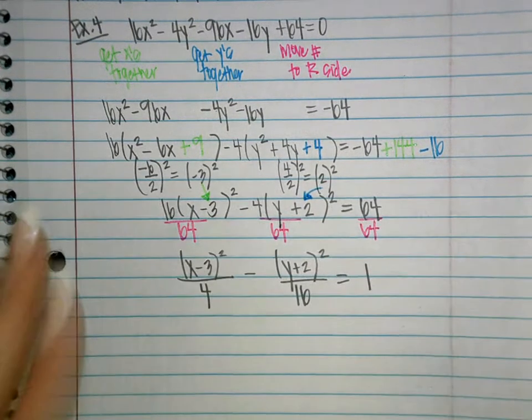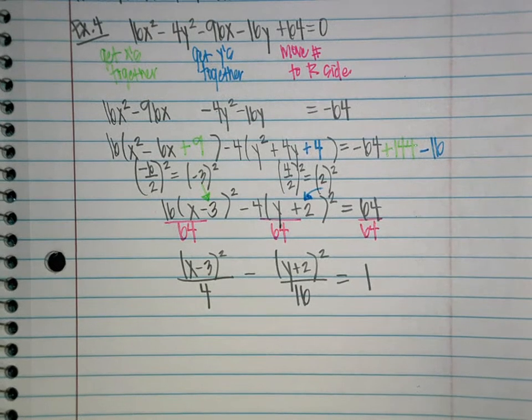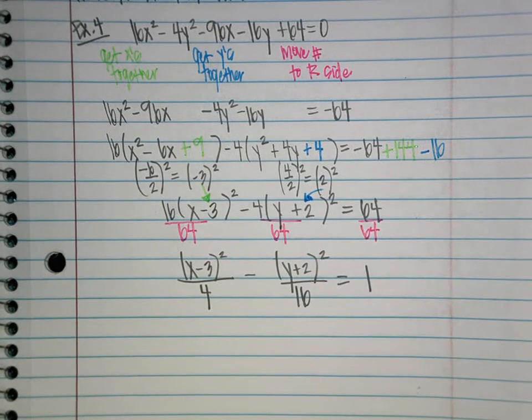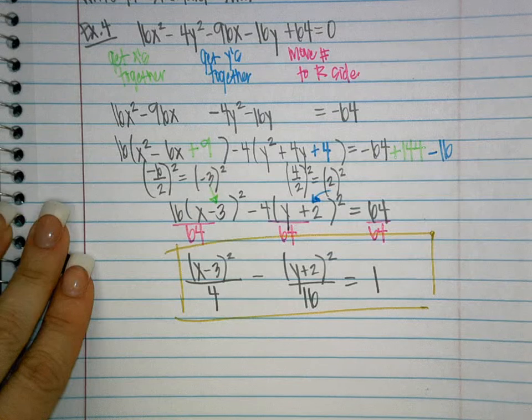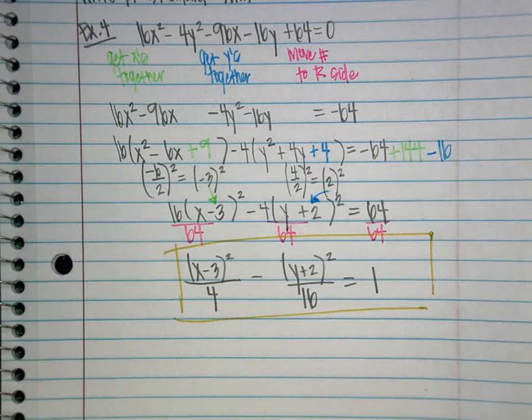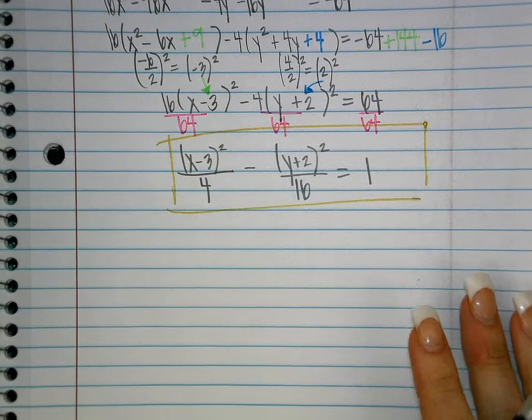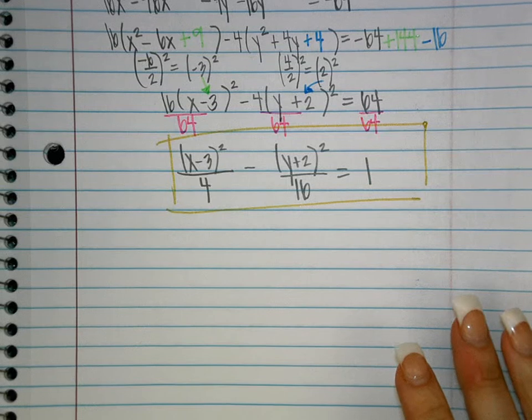Now, if I asked you to, you could find the center and the vertices and you could sketch. I'm not asking you to here. I just want the standard form. Questions on how I did that? Questions?